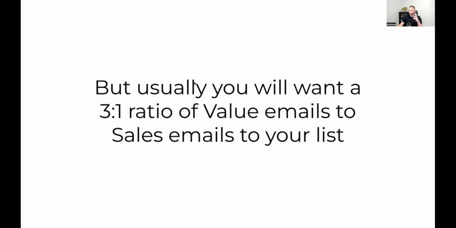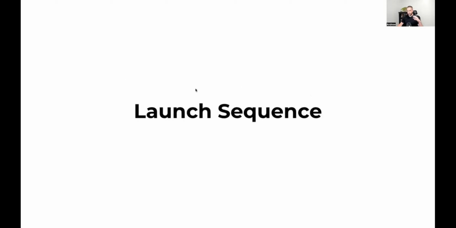Usually you want to do a 3-to-1 or a 2-to-1 ratio of value emails to sales emails. So you send out 3 value emails and then a sales email. That way it's balanced, and you have enough relationship capital built up over those deposits, those value emails, that you get the right to do a sales email. So that's how you send out your regular content to an email list.